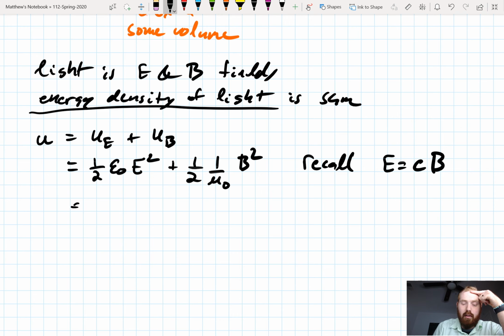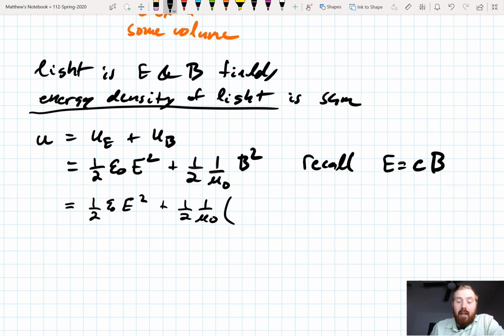So we're going to rewrite this. We're going to leave the first term alone, and we're going to express the B in terms of E's. This is just a convention that everyone has settled on. We like to make measurements with respect to the electric field. Could do it in the magnetic field. It's a completely arbitrary choice. It's just a convention we've settled on, the electric field. So I'm going to rewrite the second term. We'll have 1 over mu naught, and now this will be E over c, squared.